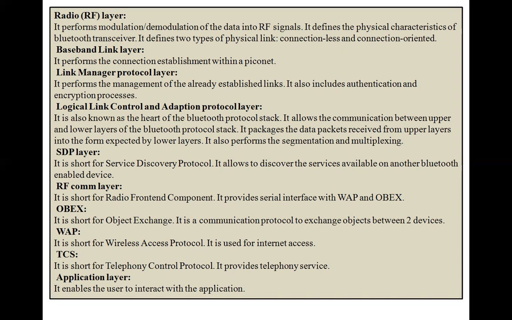Then the logical link control and adaptation protocol layer will be there. It is also known as the heart of the Bluetooth protocol stack. It allows communication between the upper and lower layers of the Bluetooth protocol stack. It packages the data packets received from the upper layer into the form expected by the lower layer. It also performs segmentation and multiplexing.